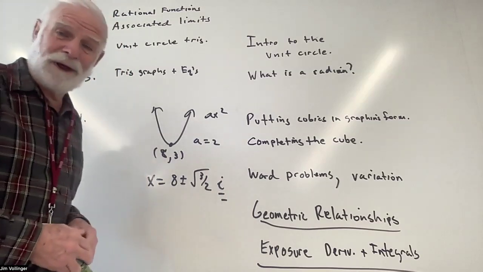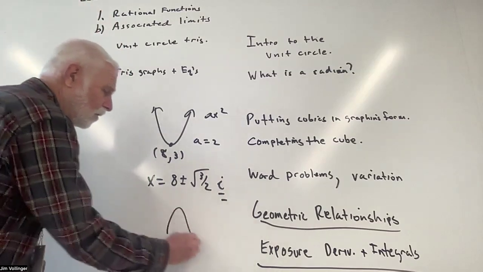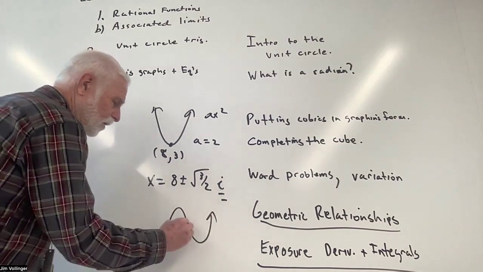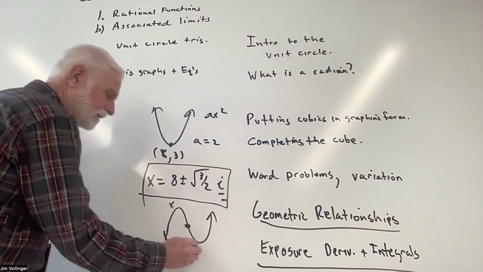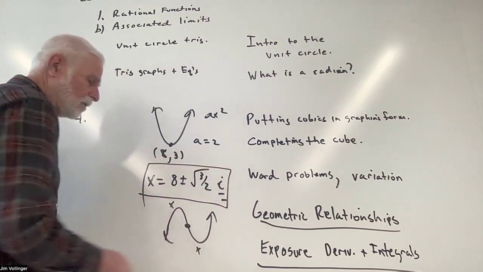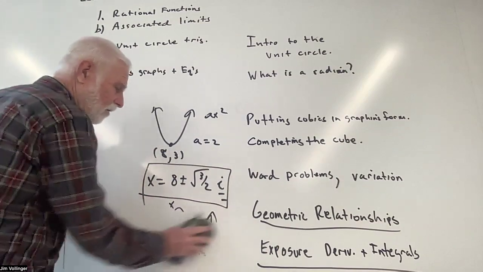Once we put cubics in graphing form, once we know the rate of change at the point of inflection, it's as quick and easy as that to find that x and that x for local max, local min. All right, so that's coming our way.